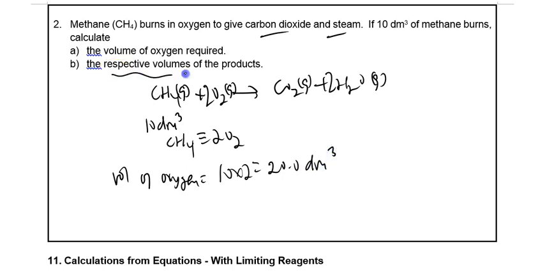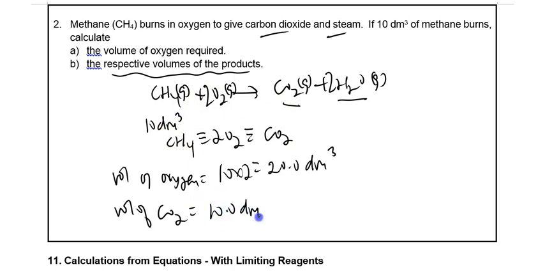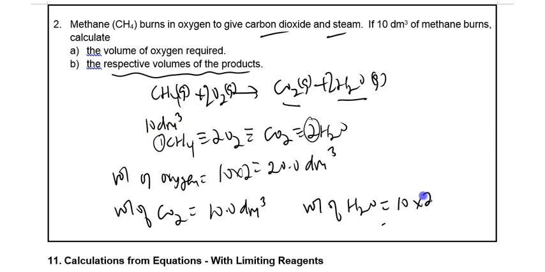And what is the volume of the products formed? I have CO2, I have H2O. So volume of CO2 is simply the same as that of methane, because it's 1:1, 10 dm³. And the volume of H2O is 2 times that of methane, so it is 10 times 2, which is 20.0 dm³. Easy.